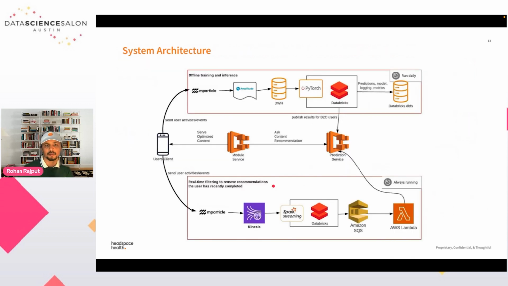Now let's talk about system architecture. Our system architecture is pretty simple. There are two important components of this system: first is the offline training and inference, and second is the post-processing, or you can say real-time filtering. So the top layer talks about this offline training. First we collect all this historical data from different systems like mParticle and Amplitude. We dump it to our in-house database. With that in-house database, we train our model on the Databricks platform.